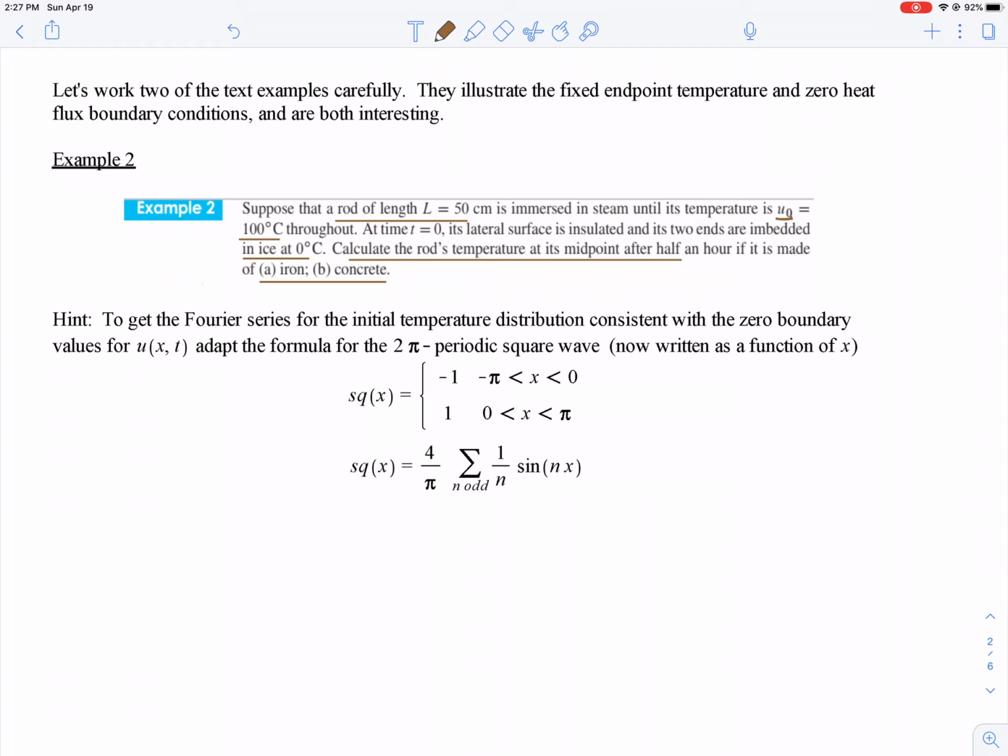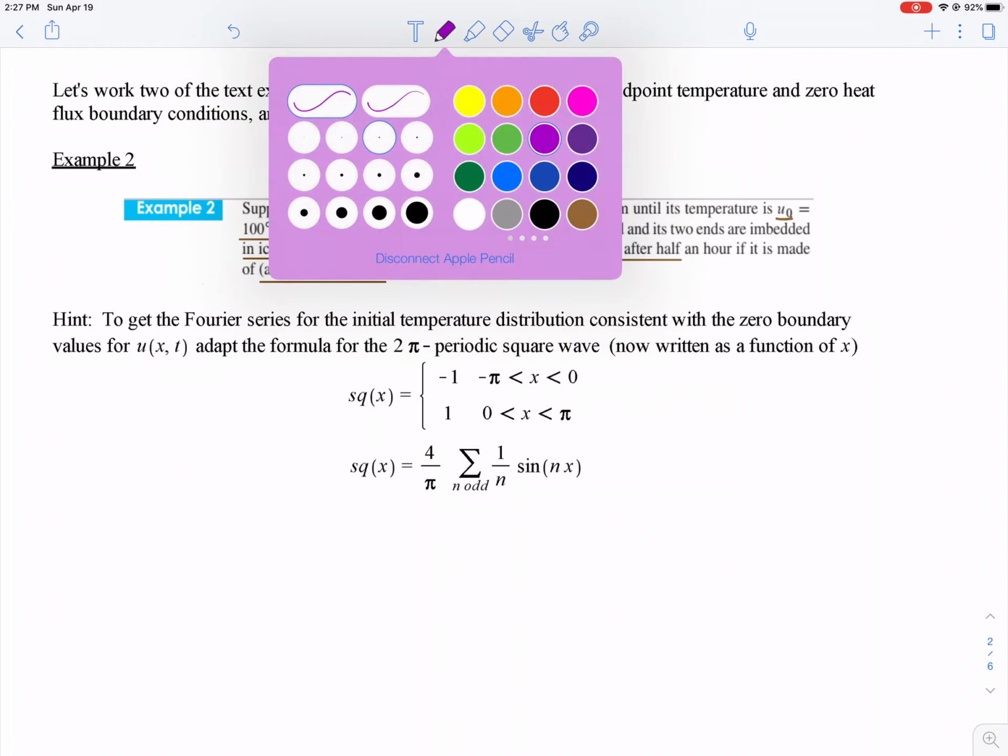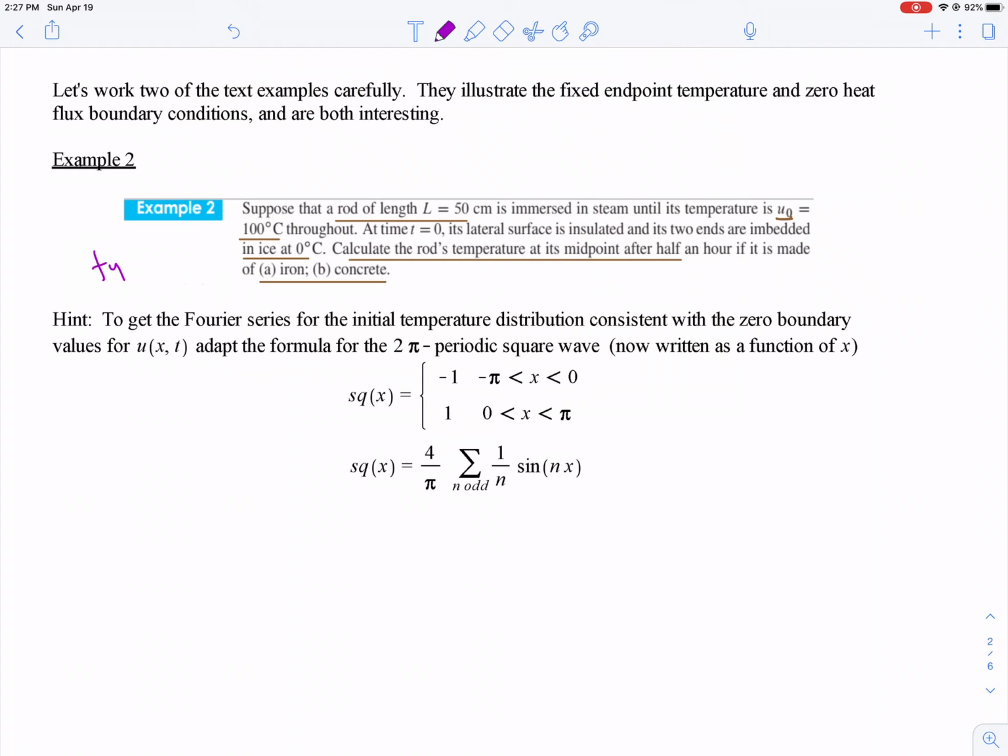Okay, so this is a type 1 fixed boundary temperature problem, and we have two different Ks. Presumably the temperature is going to diffuse faster through the iron rod than through the concrete rod.